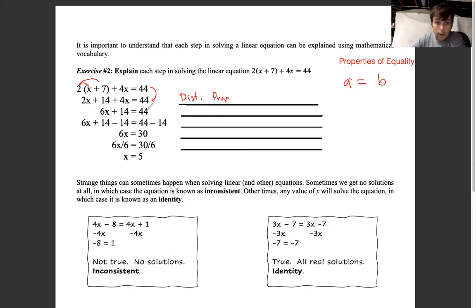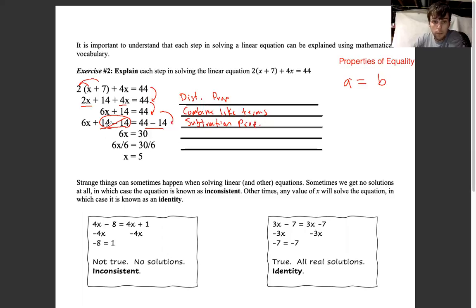Now what did we do? How did we get from here to here? It looks like we combined like terms. That's what I'm going to say: combine like terms. Okay, how did we get from here to here? Well, we are subtracting 14 on both sides, right? That's so that we get a 0 pair right here, to cancel out. We're subtracting it on both sides. So this is called the subtraction property.